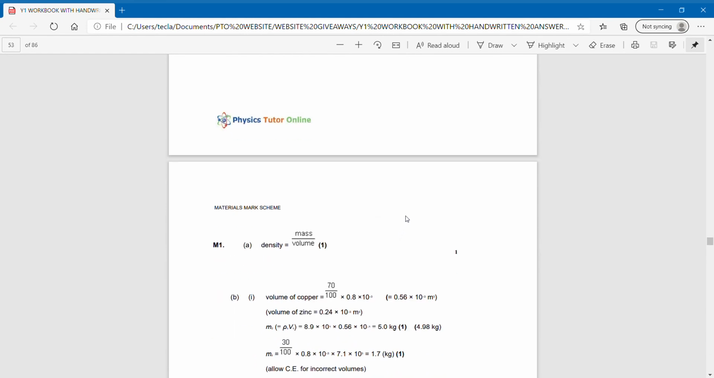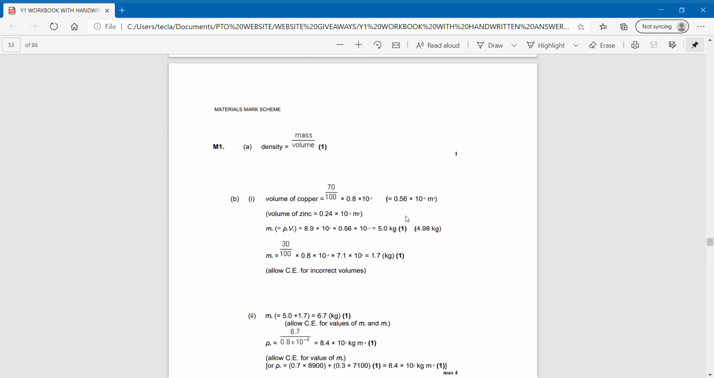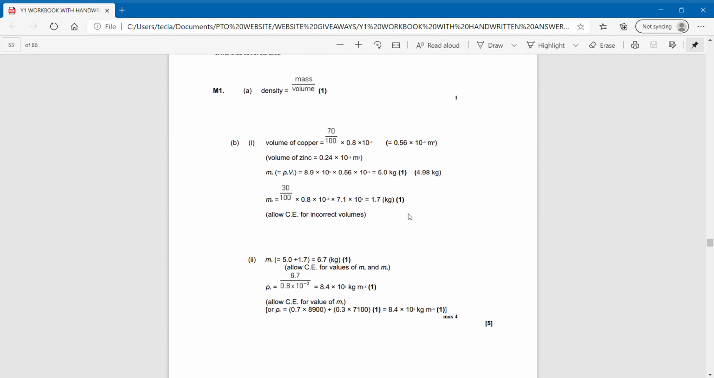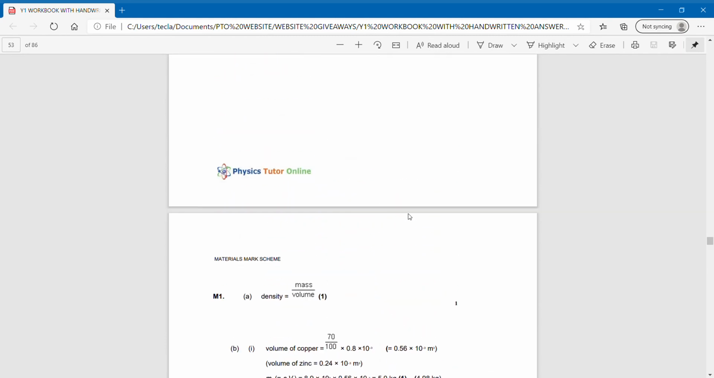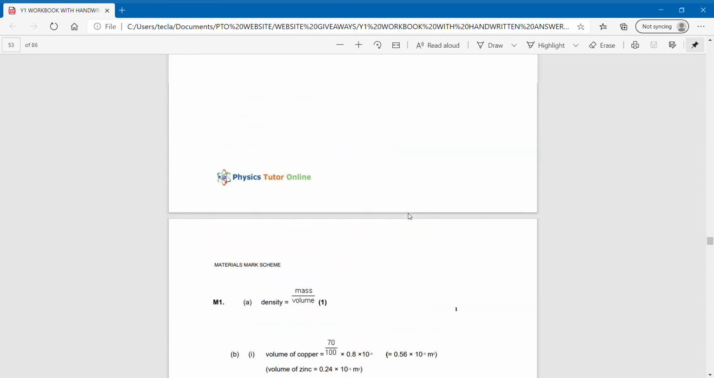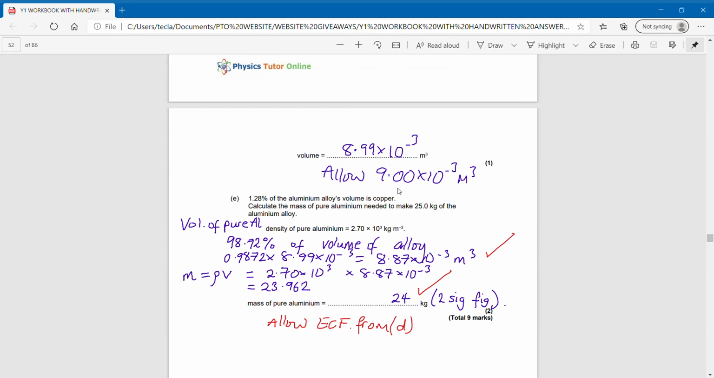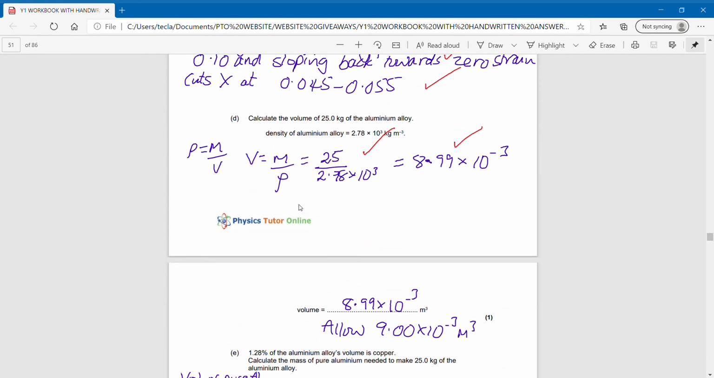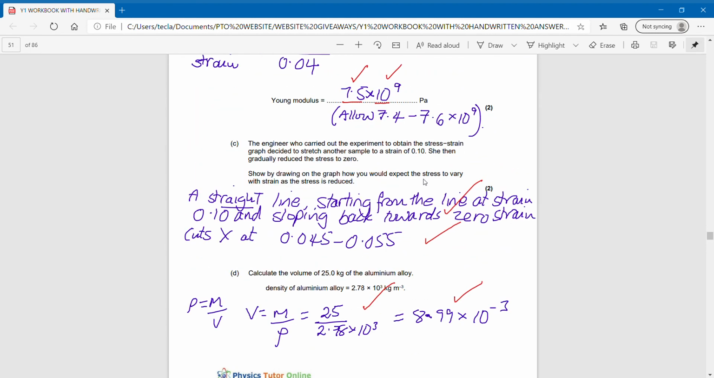So that's now the end of the materials topic questions run through. So if you have the workbook there, you can also refer to the exam board mark scheme, and do go back and have another look at any questions that you found tricky, have another go at them, and you'll see that you will be improving.